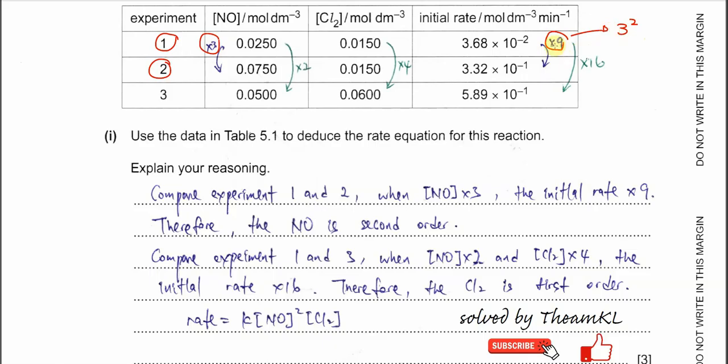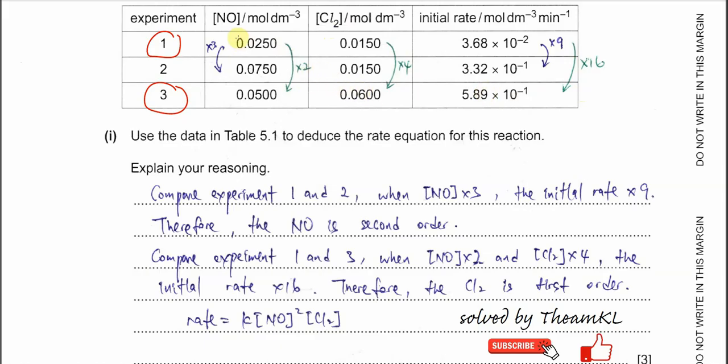After that, we can compare experiment 1 and experiment 3. When we compare these two experiments, the concentrations of the NO and the chlorine are both different. But it's okay because we already know the order for the NO. So let's look at the green one. From experiment 1 to 3, the concentration of the NO is times 2, the concentration of the chlorine times 4, and the rate is times 16.